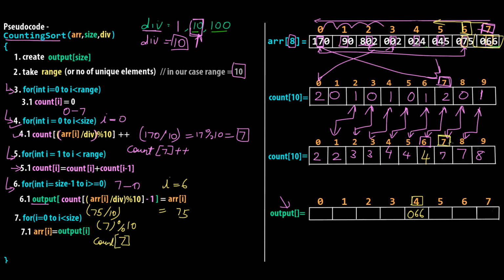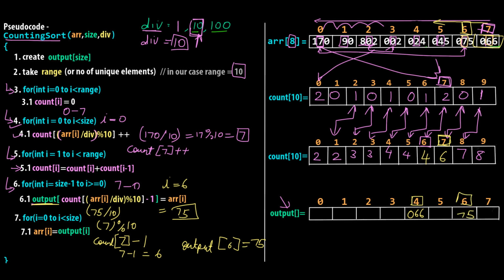So count of 7 is targeted, as I mentioned. What is the count over here? It is 7. So we have to do -1. So it becomes 6. So 7 minus 1 becomes 6. And at this position of the output array, output of 6 is where we have to put 75. So output of 6 is where we have to put 75.